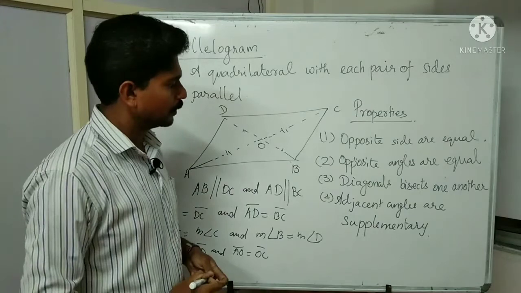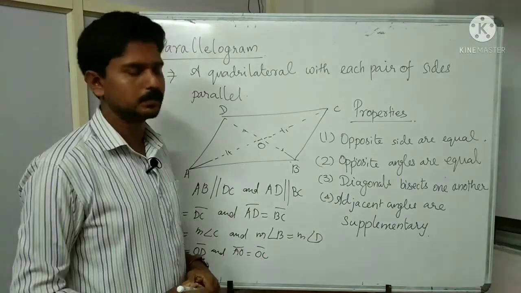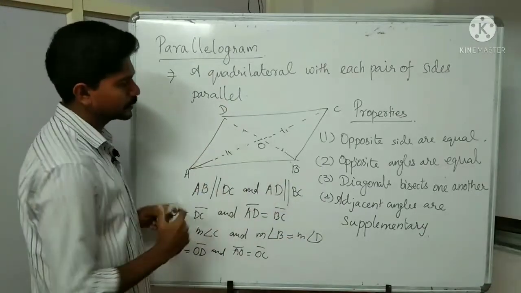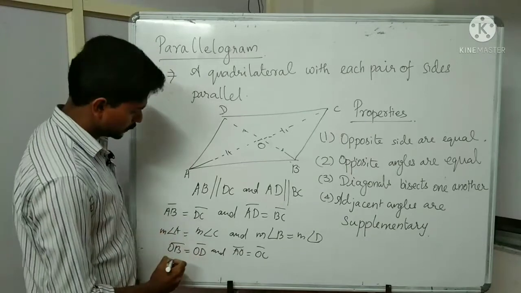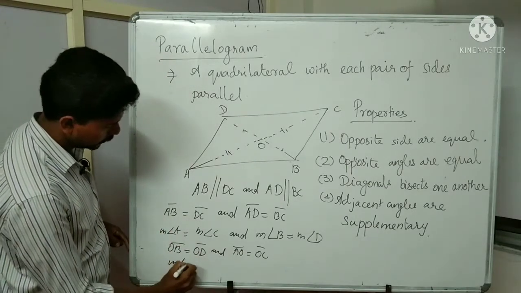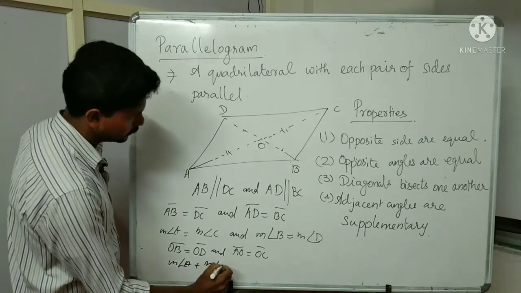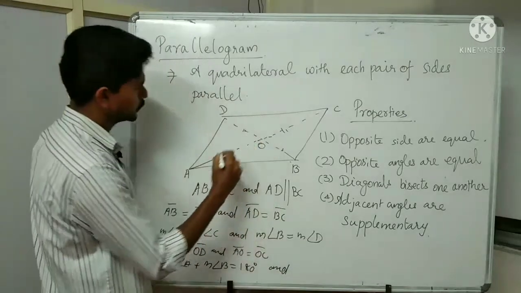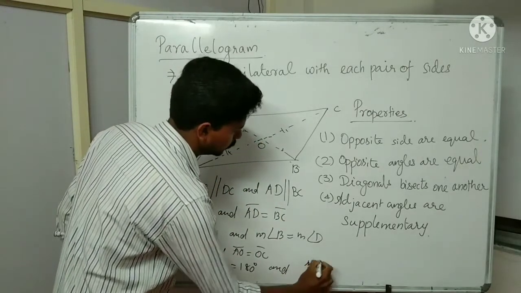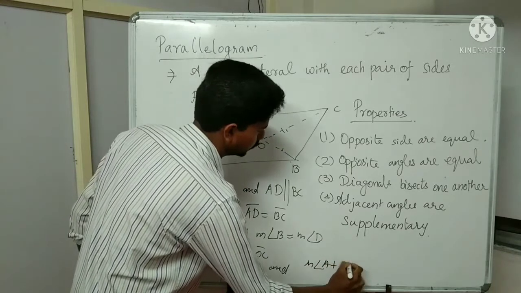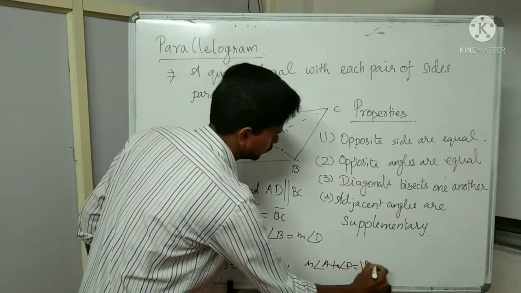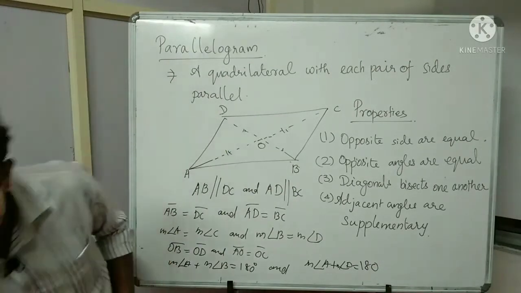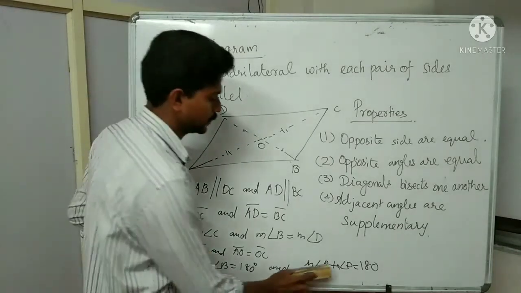That's the meaning. Next, the fourth one: adjacent angles are supplementary. These two are adjacent angles, the neighboring angles. When we add adjacent angles, the sum is equal to 180 degrees. When you add angle A plus angle B, that is equal to 180 degrees. And when you add angle A plus angle D also, we get 180 degrees. So adjacent angles are supplementary.